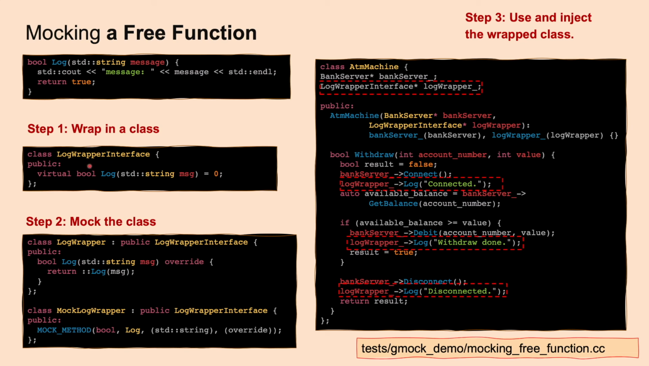And now I have to create two implementations for this interface. One is the real one used for production, which calls the actual global function. And one is the mock class, which is used by Google Mock. And the way to use this is to inject an object of this type through the constructor here and define a member variable of this interface type. So now I can inject inside my ATM machine an object of this type for production and an object of this type for testing. Again, you can run this test yourself from this path here.